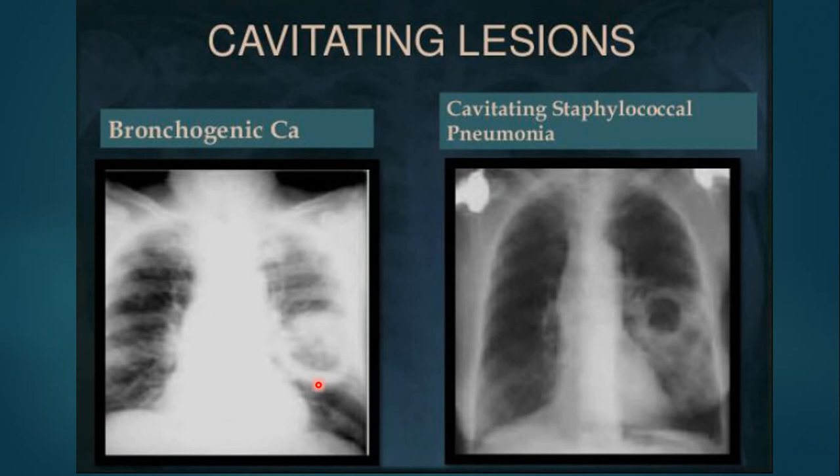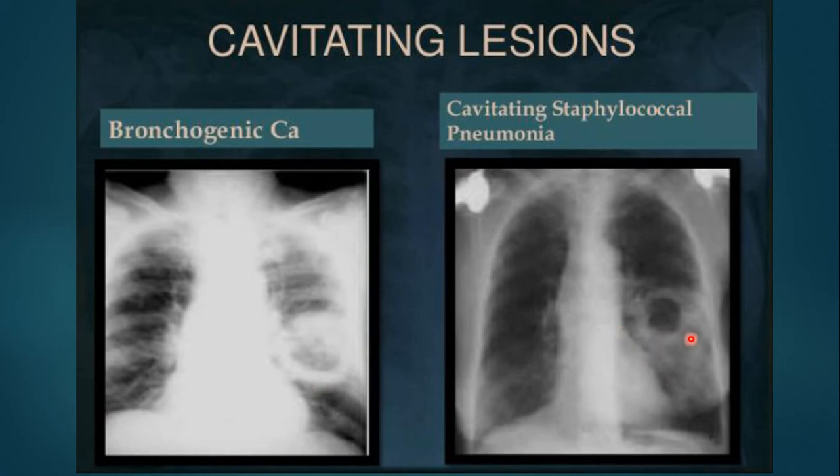What is the more likely carcinoma, lung carcinoma, to cavitate? Which one is more likely? The most likely one to cavitate is squamous cell carcinoma. Adenocarcinoma also can cavitate. Metastasis can cavitate, but the most common or more likely to cavitate of the lung malignancies is the squamous lung carcinoma.